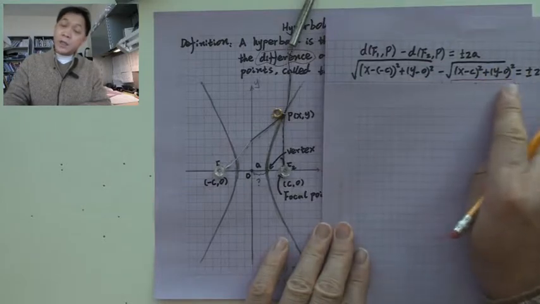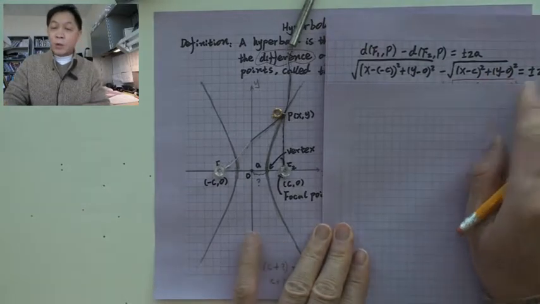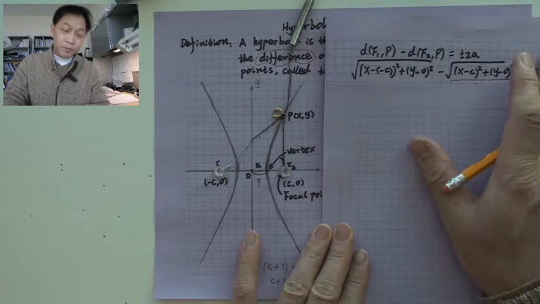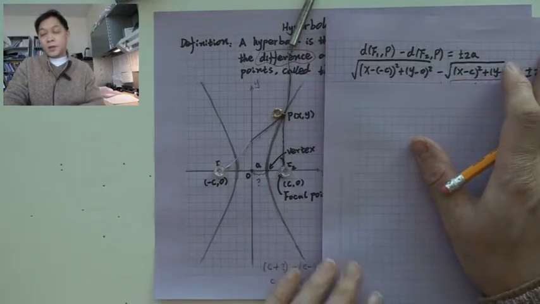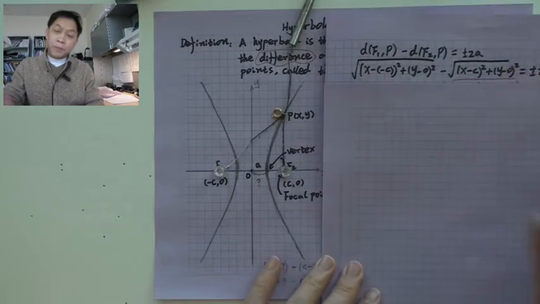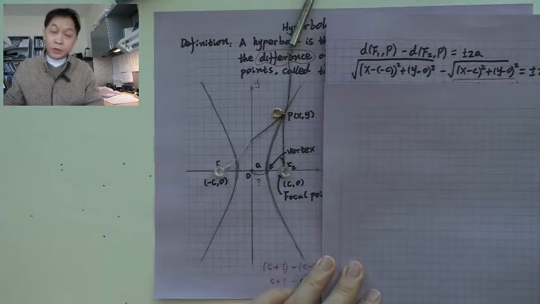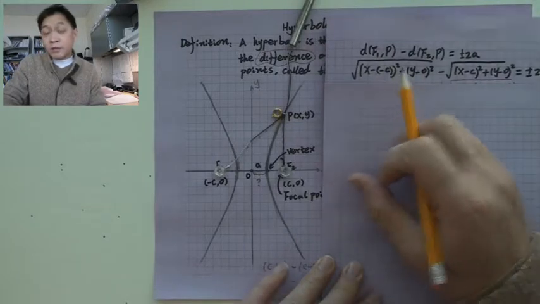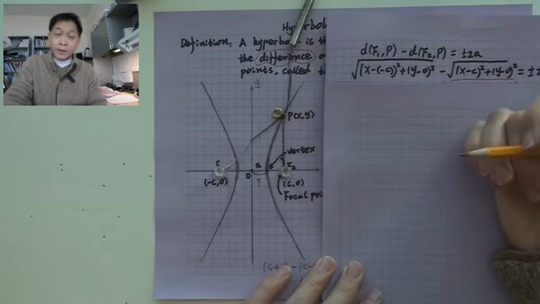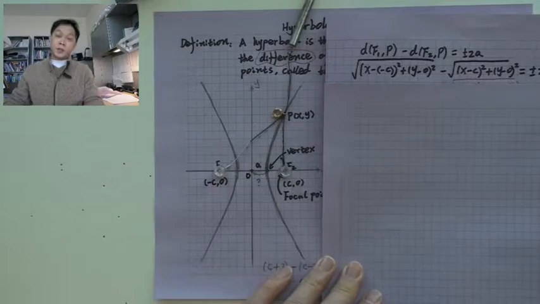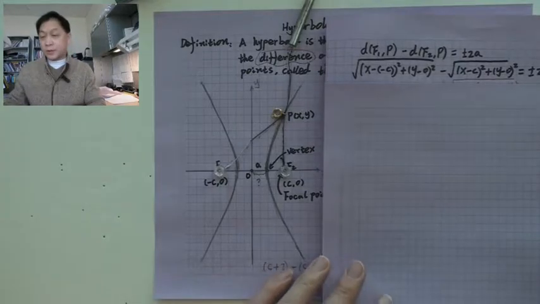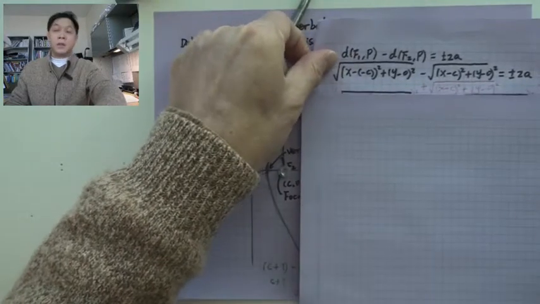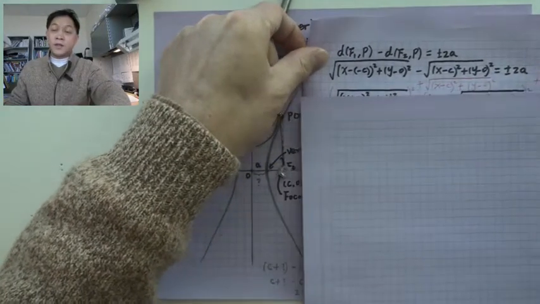This equation is an ugly equation, so we want to make this equation nice. How nice could it be? It could be as nice as the form we had in the ellipse. And following are the steps. Now let's figure that out.